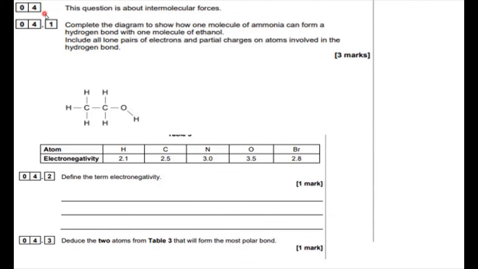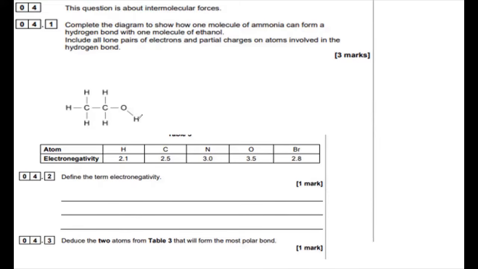Final time, guys, question 4. This question is about intermolecular forces. Complete the diagram to show how 1 molecule of ammonia can form a hydrogen bond with 1 molecule of ethanol. Include all the lone pairs of electrons and partial charges on the atoms involved in the hydrogen bond. Right, there's 2 ways we can do this to get the full marks. So I'm going to show you the first way.